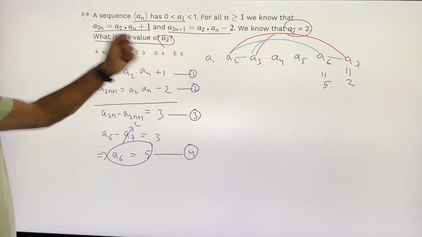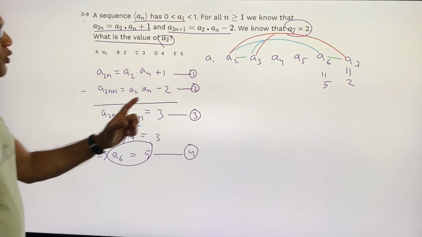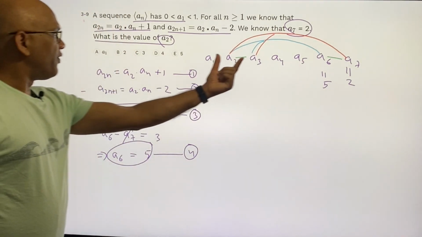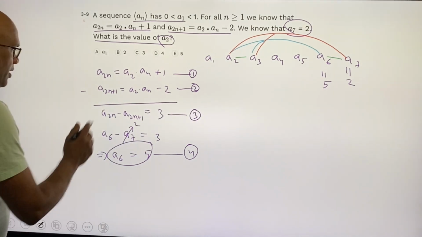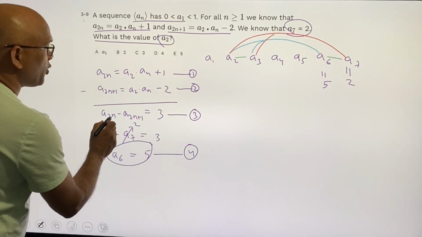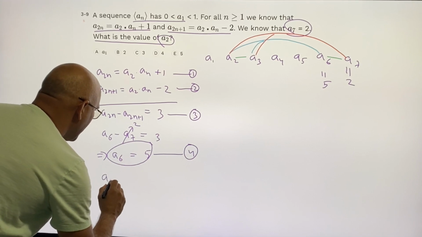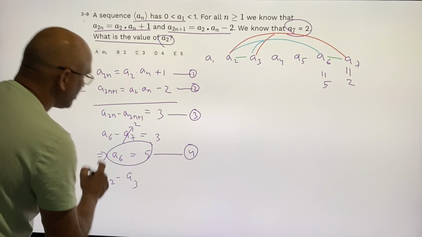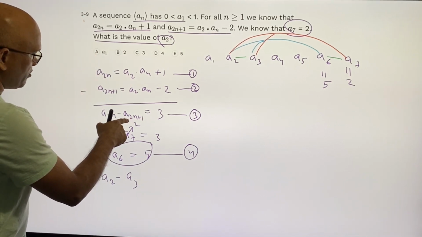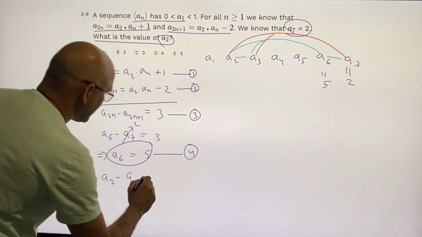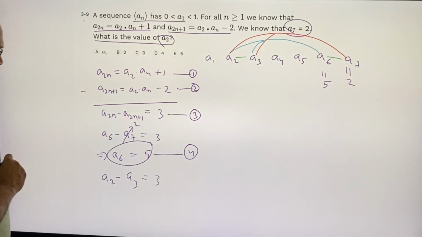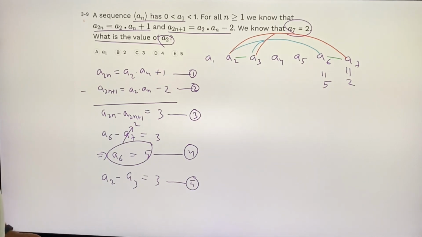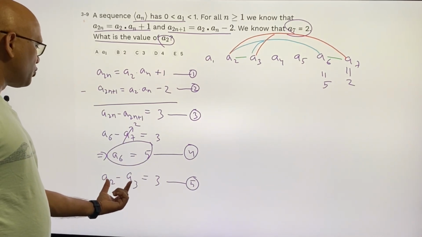And I need to find what is a_2. So I can again use this relation, this equation for a_2 and a_3. So if n is equal to 1, this is going to be a_2 minus a_3. n is equal to 1, so 2 times 1 plus 1 is 3. This is equal to 3. Let me call this equation 5. So I found a relation between a_2 and a_3.